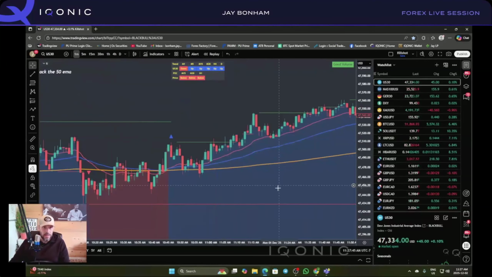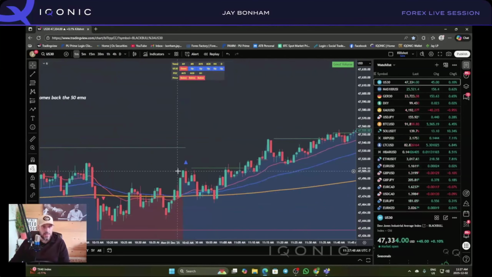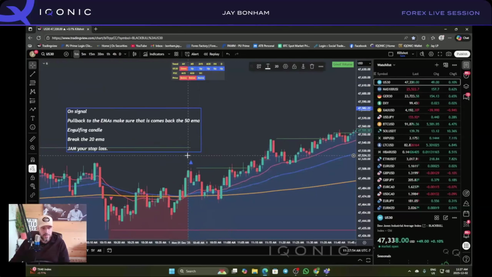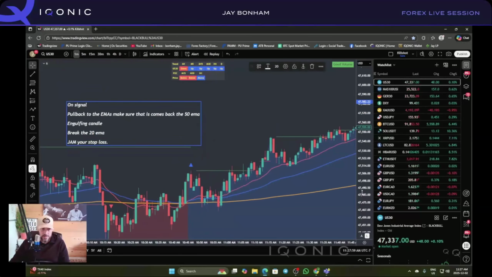This pullback, let's talk about when we would actually get into this thing. First, we wait for the EMAs. We wait for it to pull all the way back to that 50 EMA. It did it here. Now let's ask ourselves, does this candle get engulfed? Just remember, it doesn't have to be in one candle. It's nice when it's in one candle, but it can be in a couple of candles. Does this candle get engulfed? No.